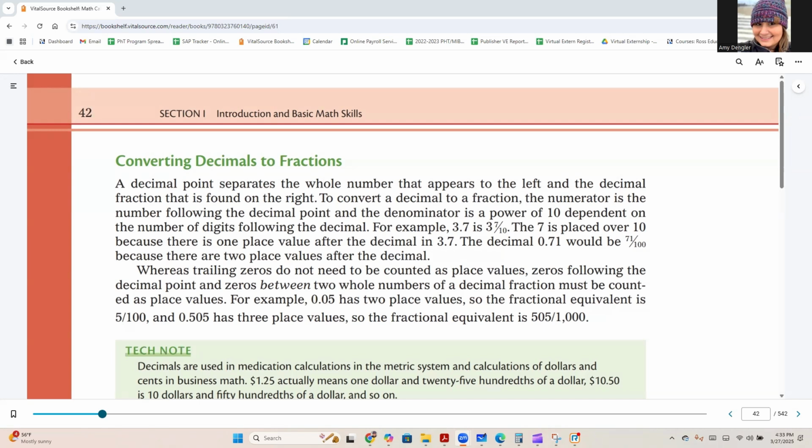Whereas trailing zeros do not need to be counted as place values, zeros following the decimal point and zeros between two whole numbers of a decimal fraction must be counted as place values. For example, 0.05 has two place values, so the fractional equivalent is 5 over 100, and 0.505 has three place values, so the fractional equivalent is 505 over 1,000.